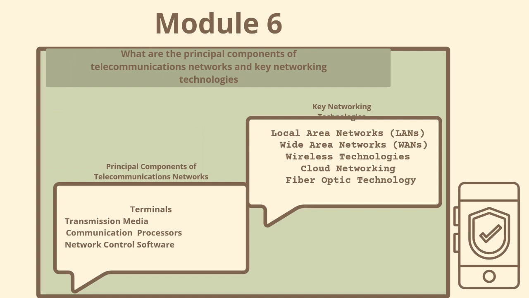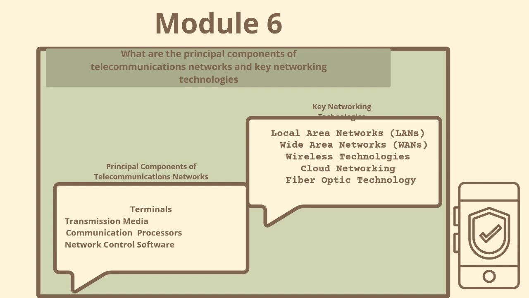What are the principal components of a telecommunication network and key networking technology? Principal components of telecommunication networks: 1. Terminals, devices used to access the internet, such as computers and smartphones. Second is transmission media, the physical or wireless pathways that carry the signal, such as fiber optic and cables.